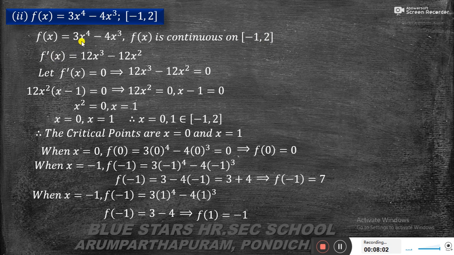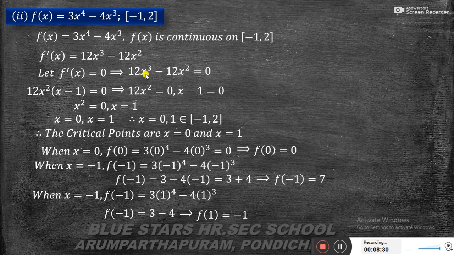So f dash of x equal to 3 into the derivative of x power 4, which is 4x cube. 3 fours are 12, 12x cube, minus 4 into the derivative of x cube, which is 3x square. So 4 threes are 12, 12x square. So f dash of x equal to 12x cube minus 12x square. The next step I take f dash of x equal to 0, which means 12x cube minus 12x square equal to 0.